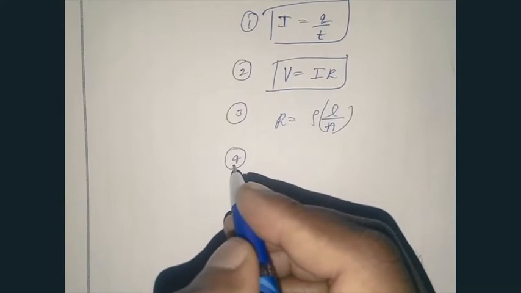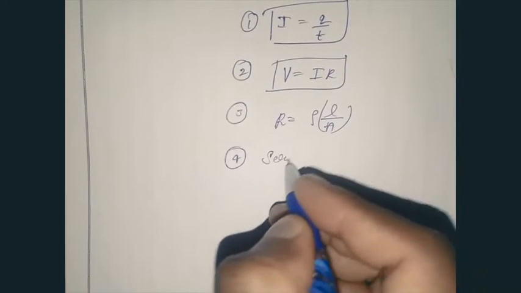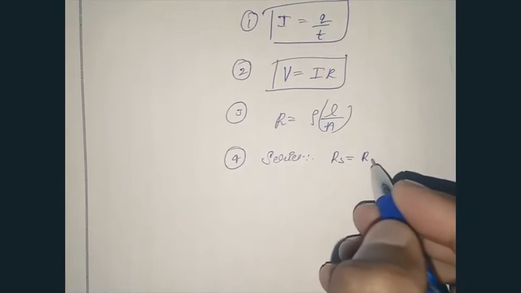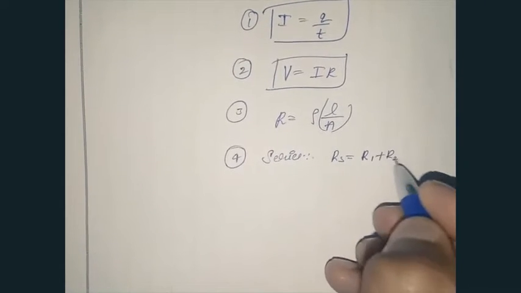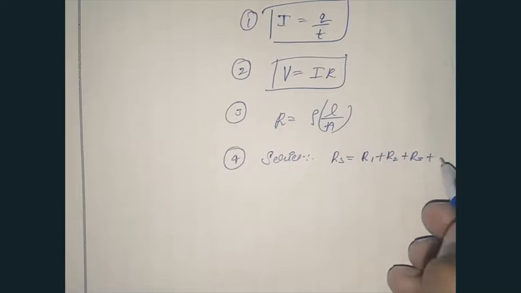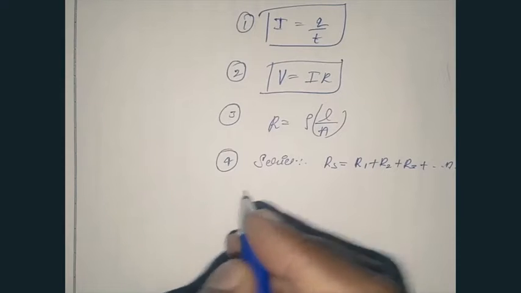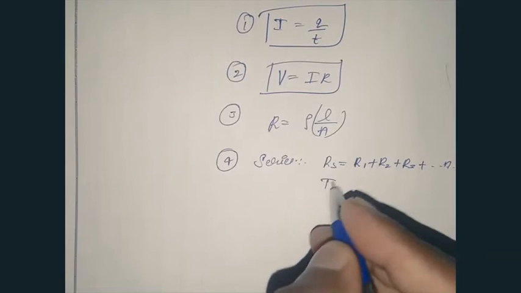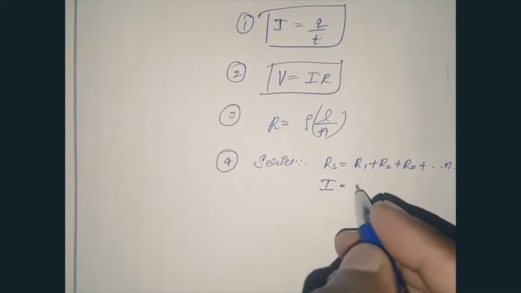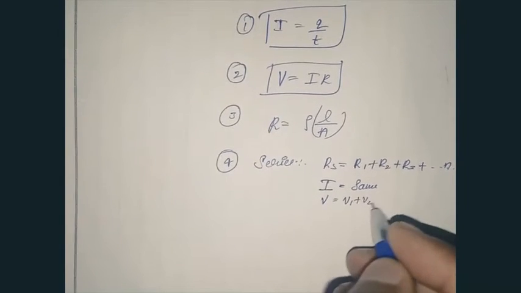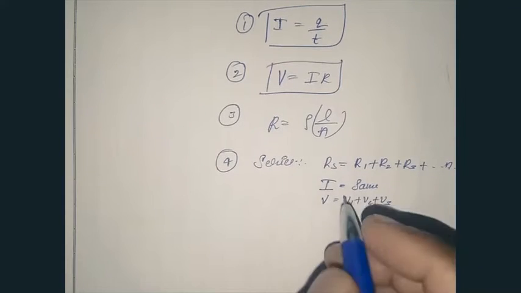Then resistors in series and parallel. For series, the effective resistance Rs is equal to R1 plus R2 plus R3 when three resistors are in series, and if there are n resistors, then you write plus up to n. Here in series the current remains the same, so I is the same, whereas V is equal to V1 plus V2 plus V3 if there are three resistors.